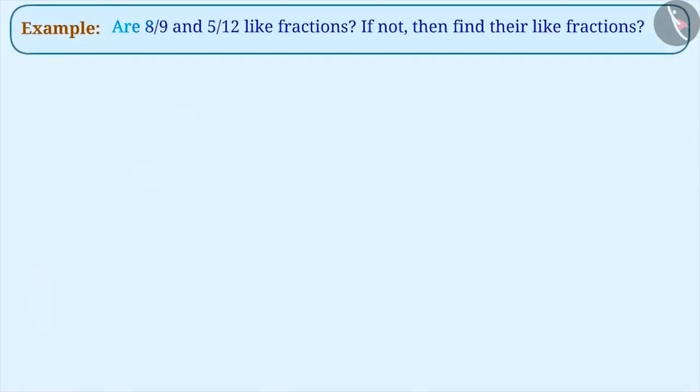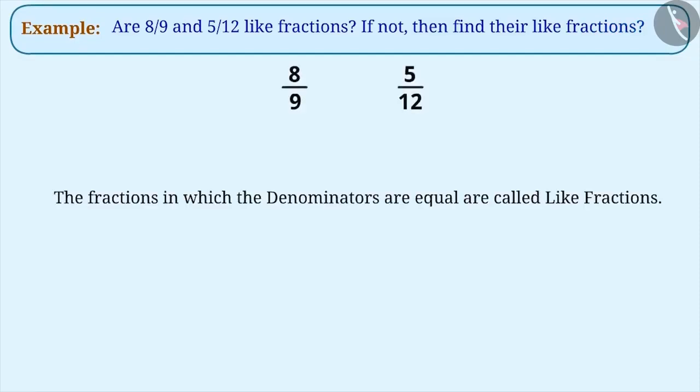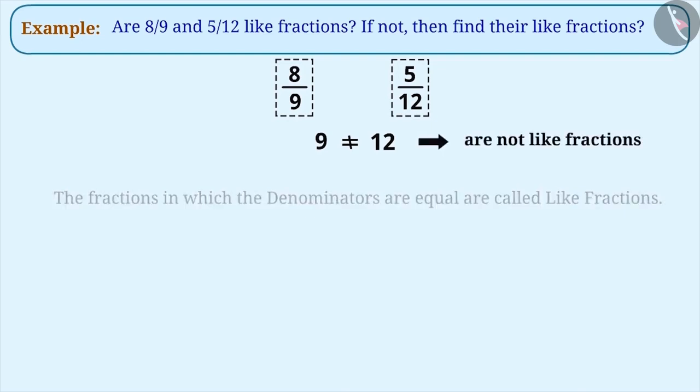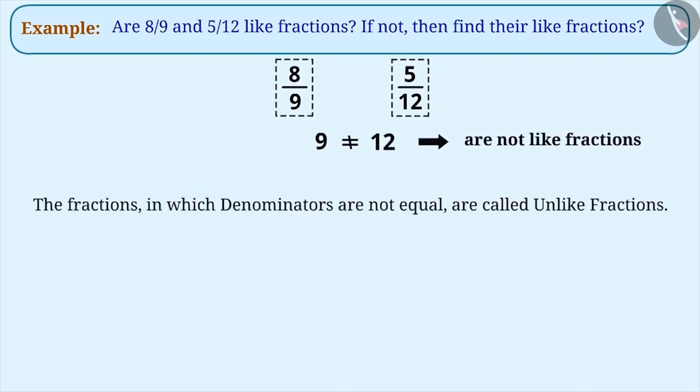Next example. Are 8 by 9 and 5 by 12 like fractions? If they are not, then find their like fractions. We call any two fractions as like fractions only when their denominators are equal. Here, 8 by 9 and 5 by 12 do not have equal denominators, so they are not like fractions. Fractions in which denominators are not equal are called unlike fractions.